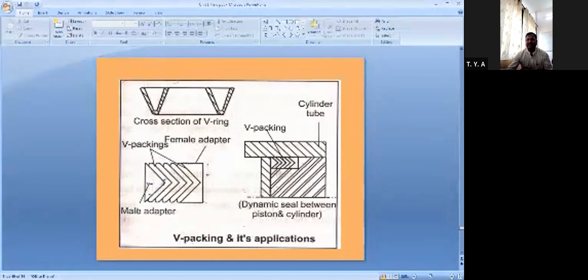This type of V ring, V packing, is used in the dynamic seal, between the piston and cylinder. You can see the piston, and in between the piston and cylinder.